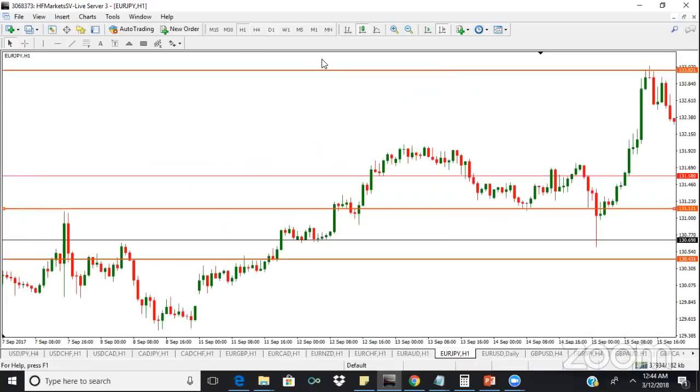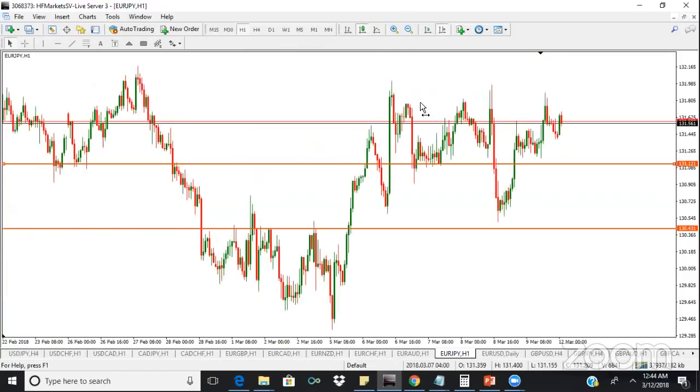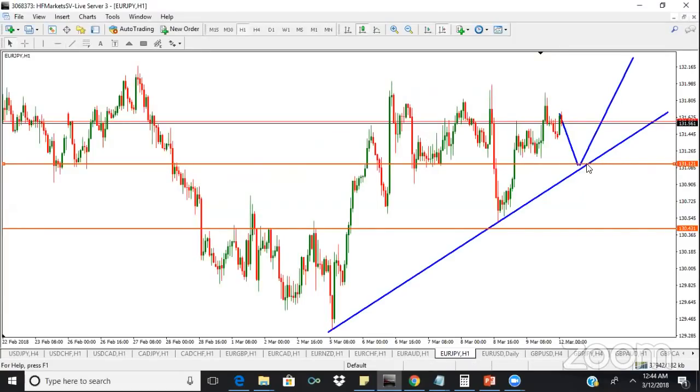Watch out for a buy opportunity on Euro JPY until it breaks this line. If it does not break it, so if it comes here, expecting it to go up. If it breaks it, we're expecting it to come like this, go under it, then as a retest, then come back here.